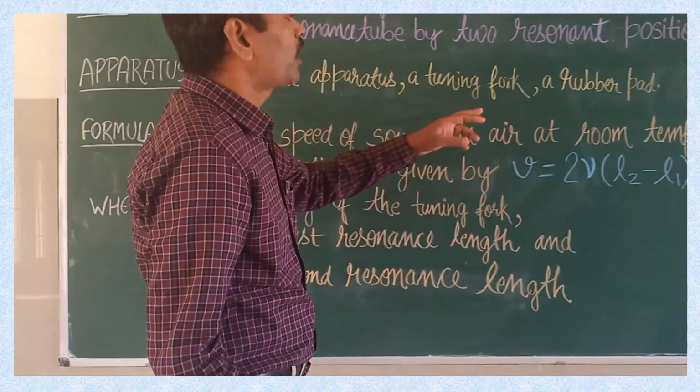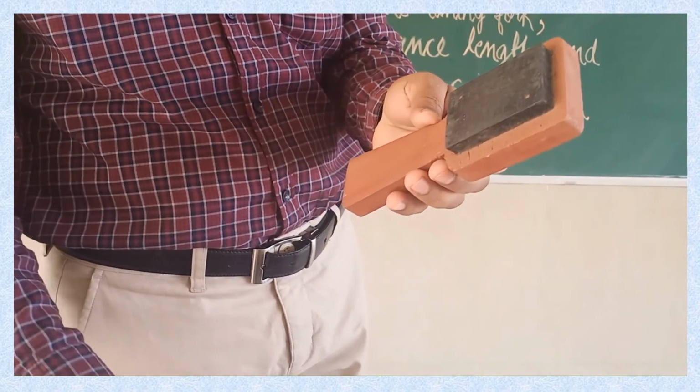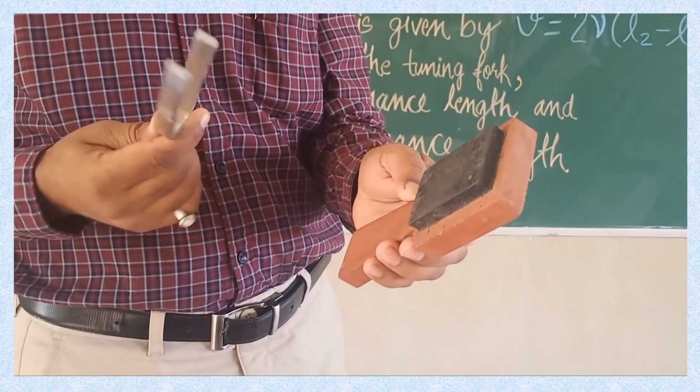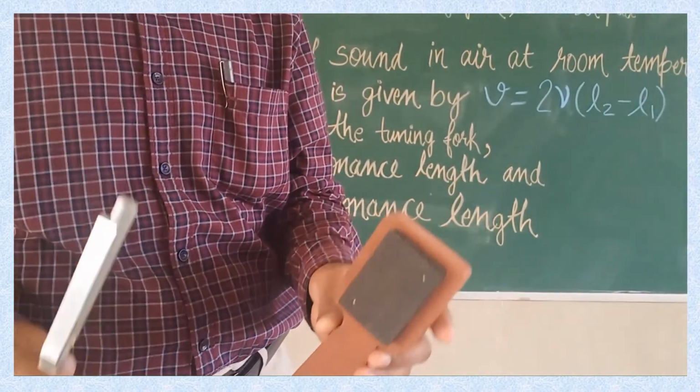Next is a rubber pad. This is the rubber pad which is used to strike the tuning fork on it.